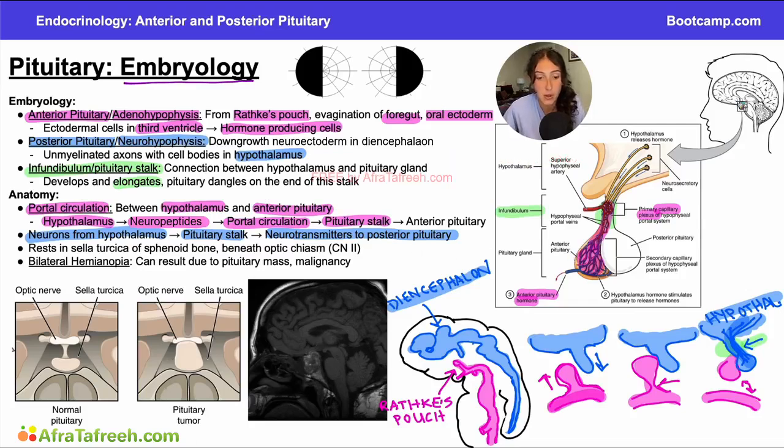Now, one final note on the anatomy of our pituitary gland. Our pituitary gland is going to rest in the Sella turcica. And the Sella turcica is kind of this saddle-shaped area of the sphenoid bone. So if you look down here, you can see that we have our pituitary gland kind of nestled in this Sella turcica or Turkish saddle, which is part of the sphenoid bone.